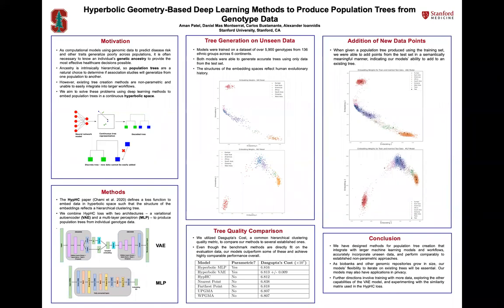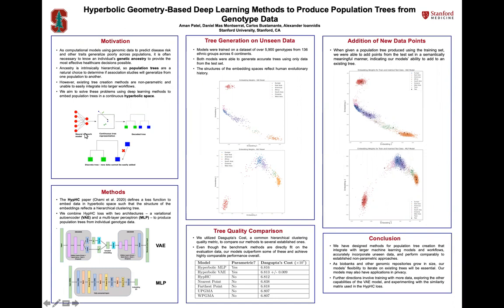However, we run into a big problem here. As genomic data sets get larger and larger, trees will be more and more expensive to create. What's more, they're non-parametric, meaning that adding new data points requires a recreation of the entire tree. And furthermore, existing methods also don't really integrate well with current workflows, particularly in machine learning.